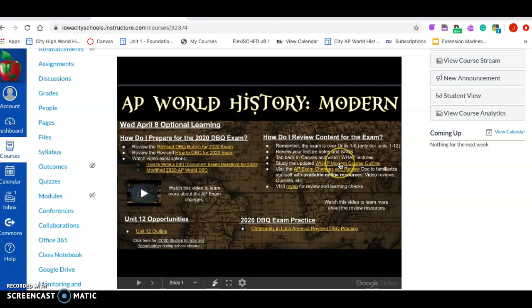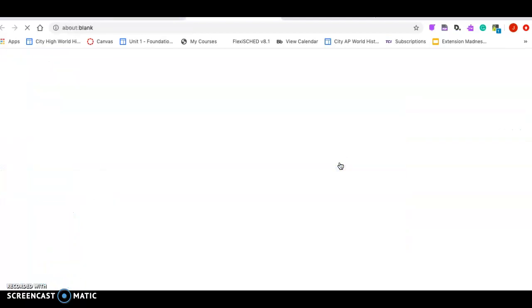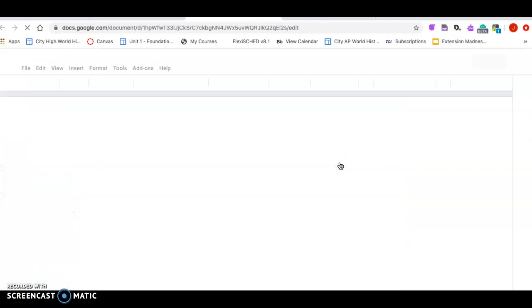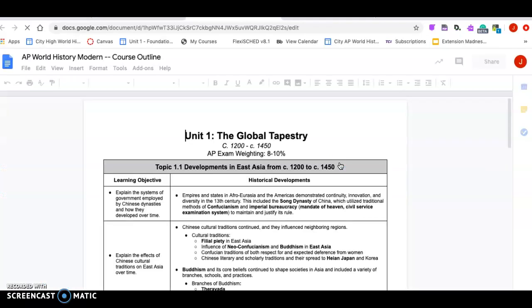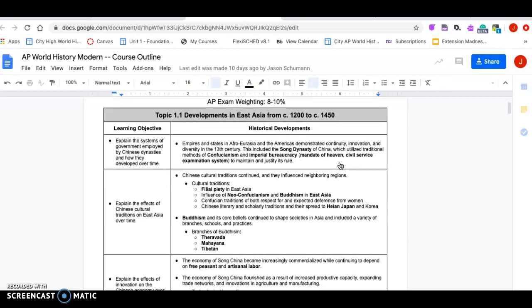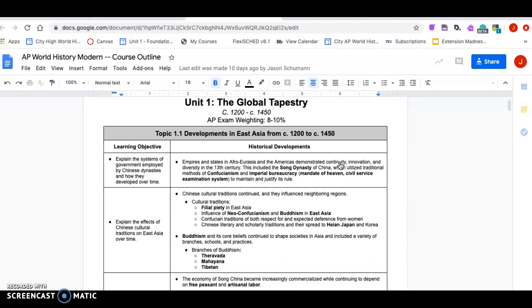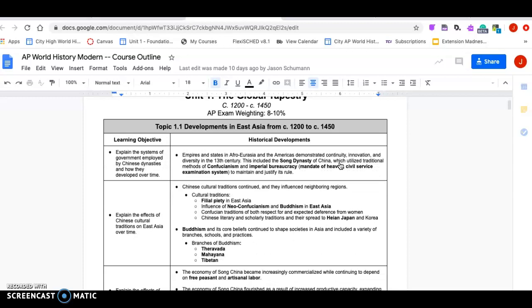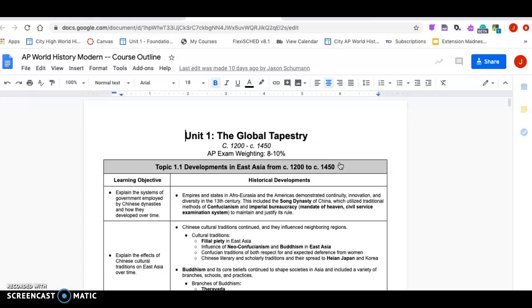The first one is the AP Modern Course Outline. If you go ahead and click that resource, you're going to see that this is a 20-page document. Obviously it's very comprehensive, but it shows you everything and anything that one needs to know for units 1 through 6 of the AP World exam.